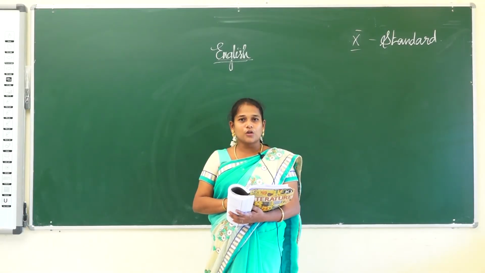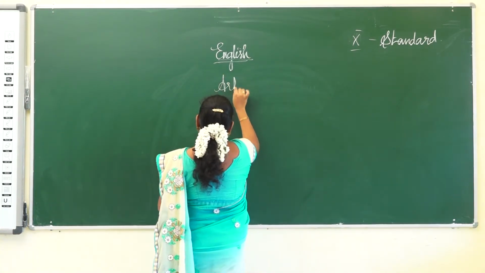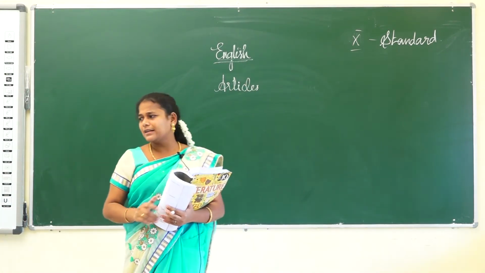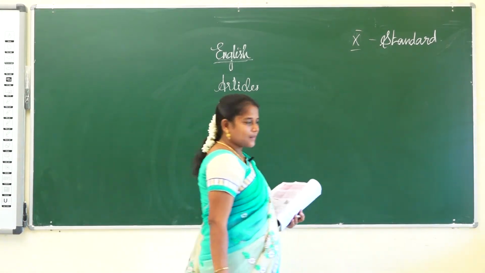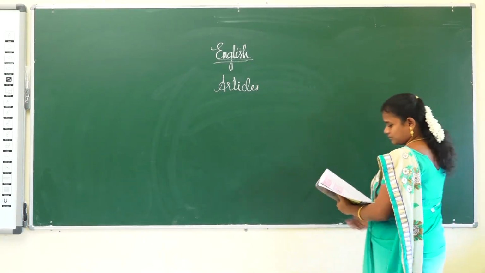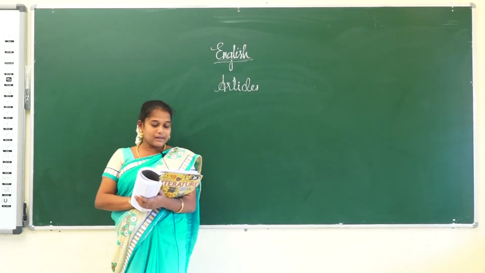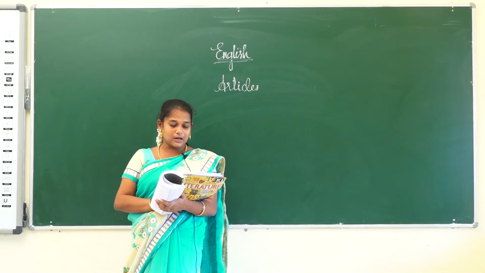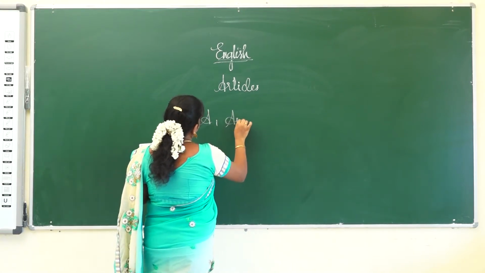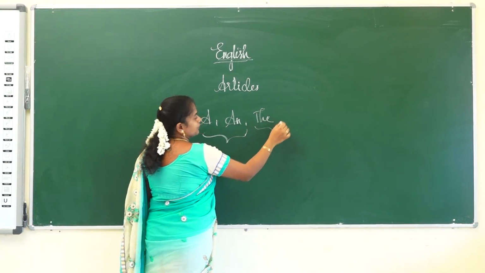Good morning to all. Today we are going to learn a topic, articles. Do you know what articles are? Articles are of two types. One is definite articles, another is indefinite articles. A and an are the indefinite articles, the is called the definite article. So, articles are a, an and the. A and an are indefinite articles, the is a definite article.